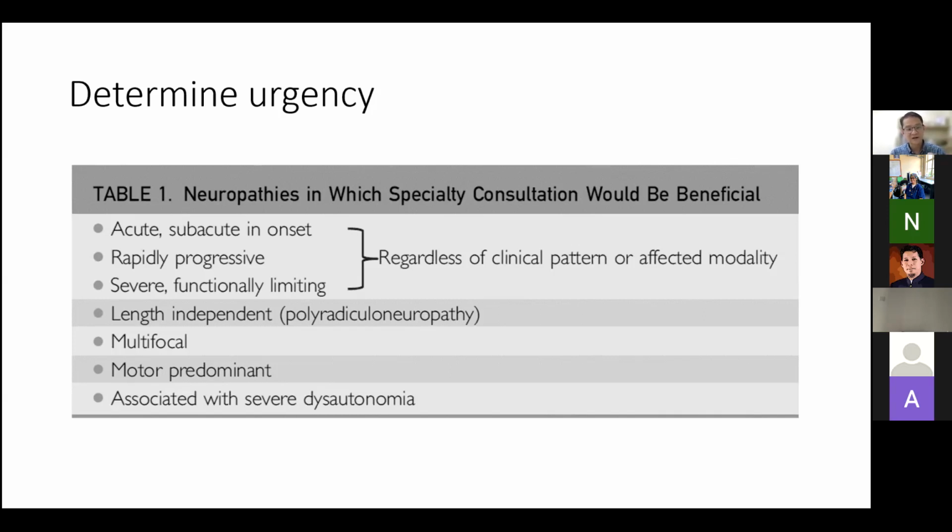But if you have someone with length-independent neuropathy, meaning that this patient has, for example, the upper limb, the shorter nerves, affected more compared to the longer nerves, it is something that requires a special consultation. Multifocal, meaning asymmetric, one nerve in the hand, one nerve in the leg affected. In the past we called it mononeuritis multiplex, or multiple mononeuropathies. These are cases that require special consultation. Also, a patient who comes to you with motor predominant neuropathy, or with other features, for example severe dysautonomia, requires special attention.